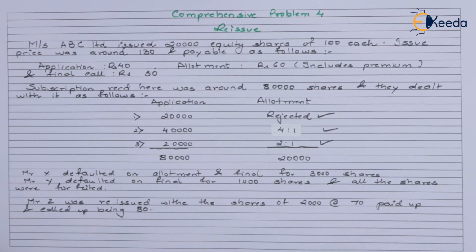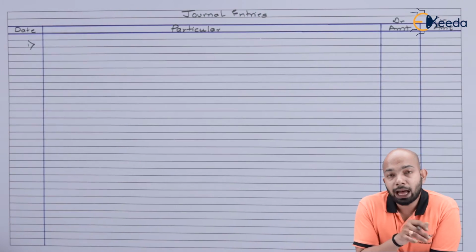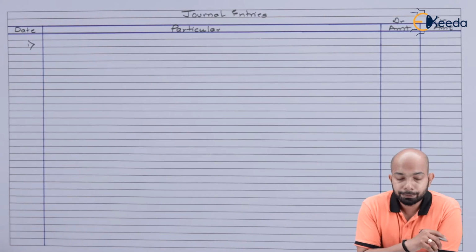Now they have to figure out the journal entries first of all, then go ahead with the preparation of accounts for first of all share capital, share forfeiture, and then the bank account. So let's start with the journal entries first. The first entry will refer to receipt of application money. So let's start with that.